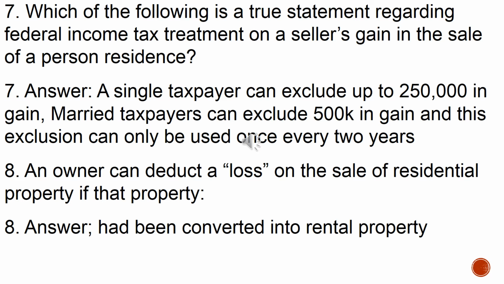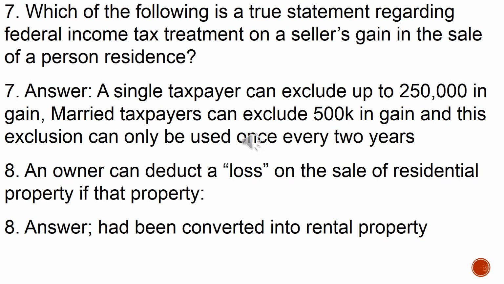Question number 7. Which of the following is a true statement regarding federal income tax treatment on a seller's gain in the sale of a personal residence? Answer, a single taxpayer can exclude up to $250,000 in gain. Married taxpayers can exclude $500,000 in gain, and this exclusion can only be used once every 2 years.